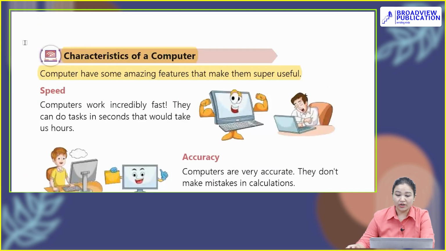Now the characteristics of a computer. Computers have some amazing features that make them super useful, as we can do so many tasks on a computer. We can do painting, we can do drawing, we can type our documents, we can watch movies and cartoons, and we can surf the internet also. So first is speed. Computers work incredibly fast. They can do tasks in seconds that would take us hours. So a computer can solve our problems in seconds.